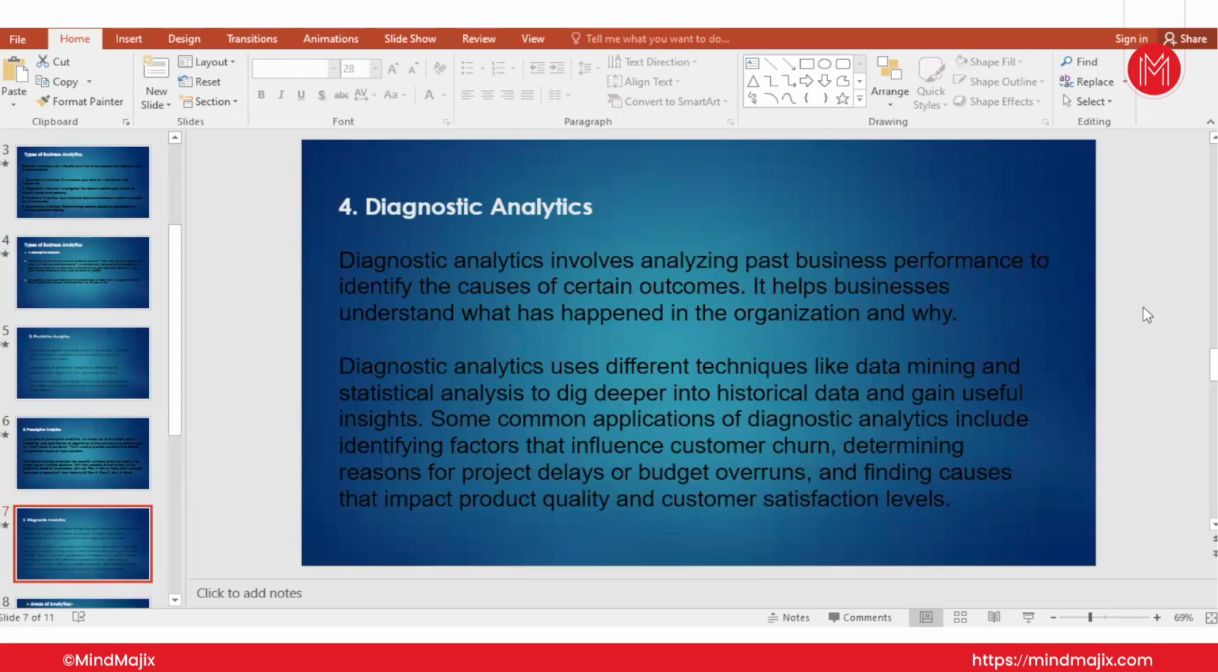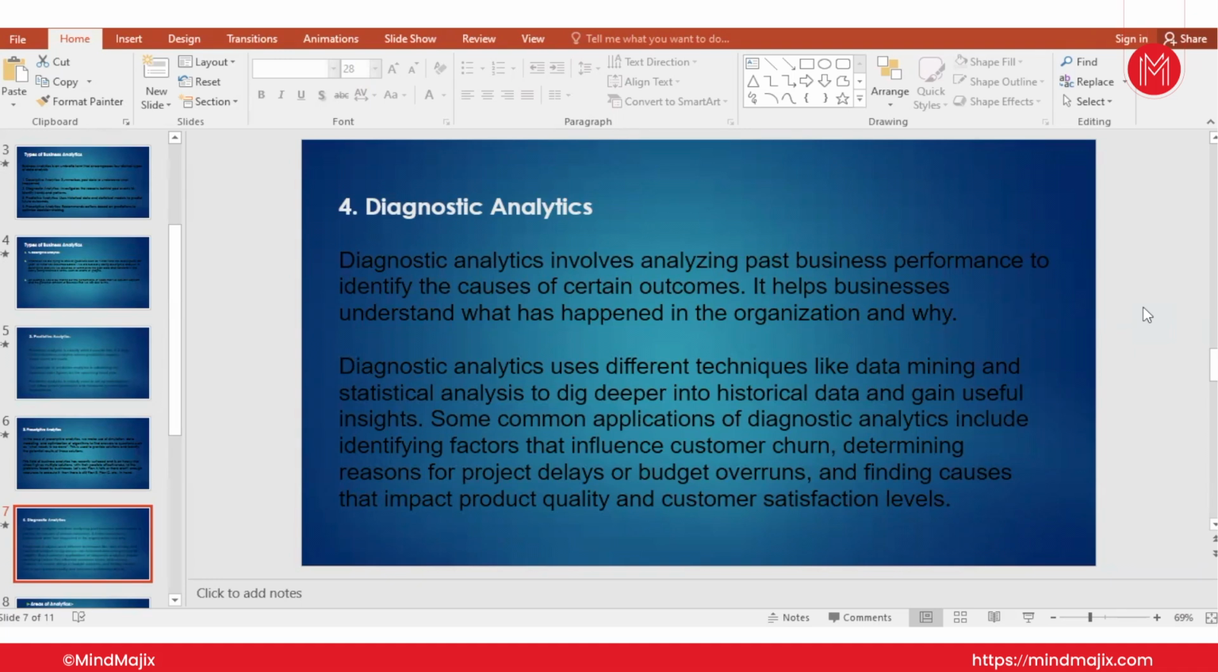Diagnostic analytics. Diagnostic analytics involves analyzing past business performance to identify the causes of certain outcomes. It helps businesses understand what happened in the organization and why. So in diagnostic analytics, we will understand what happened and how we need to rectify it, how we need to diagnose it, and what outcomes help us diagnose that particular constraint, issue, or problem. Diagnostic analytics uses different technologies like data mining and statistical analysis to dig deeper into historical data and gain useful insight.